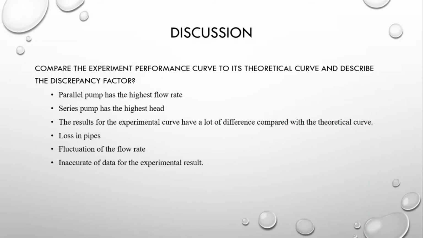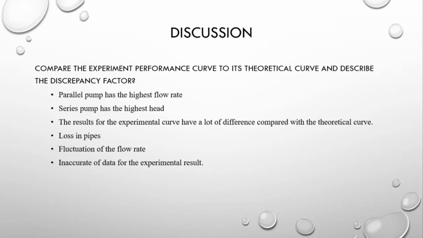For the discussion part, there are 3 questions if we refer to the lab sheet provided to us. First question is: compare the experiment performance curve to its theoretical curve and describe the discrepancy factor.